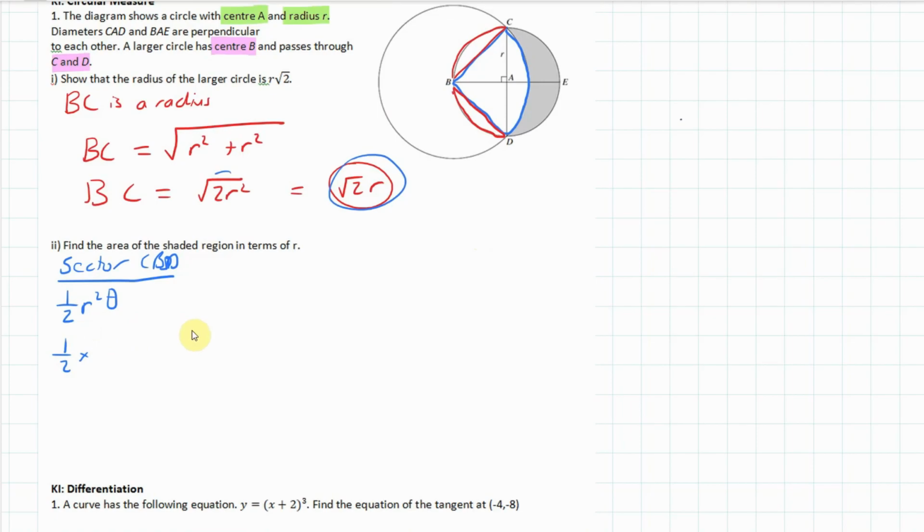So chuck in square root 2 r and squaring that whole thing times pi over 2. Now when we simplify that, we're going to get half times 2r squared times pi over 2, and when we simplify that we'll just get r squared pi over 2.